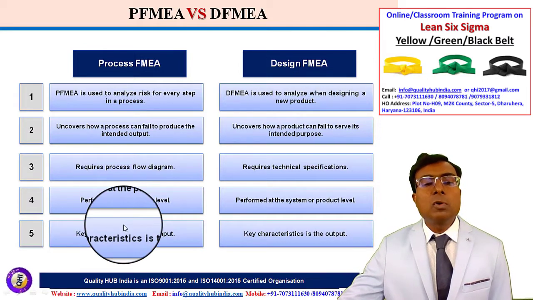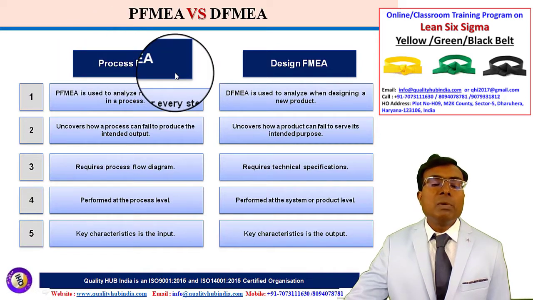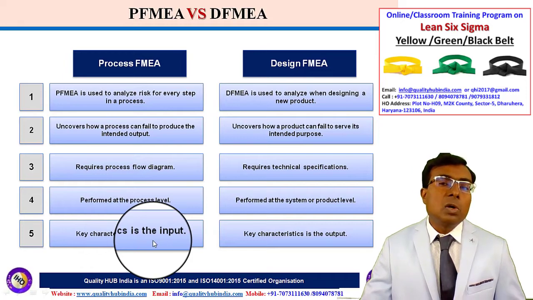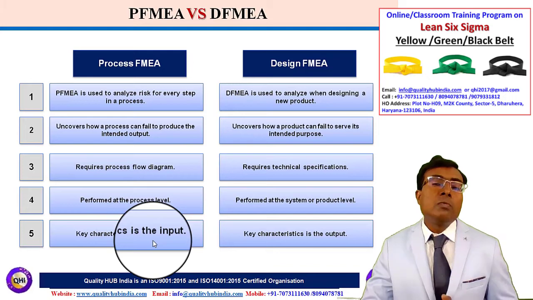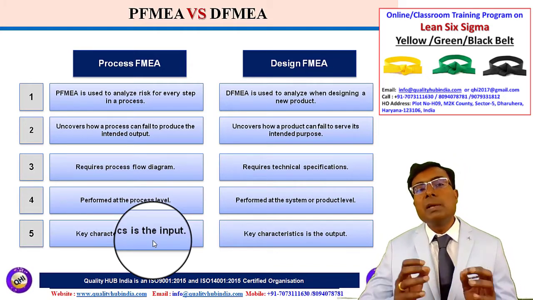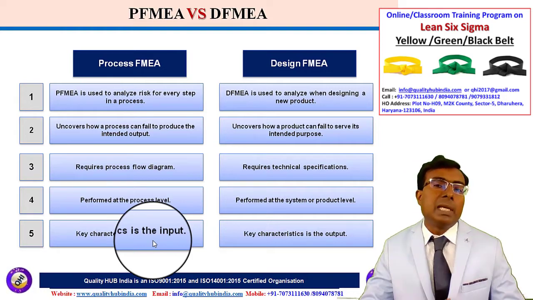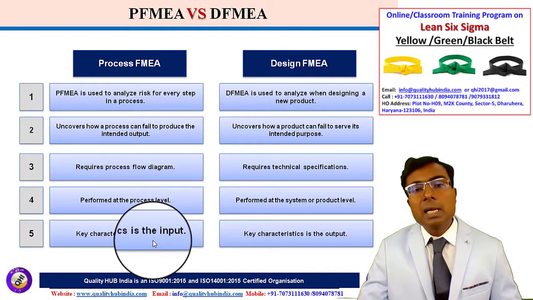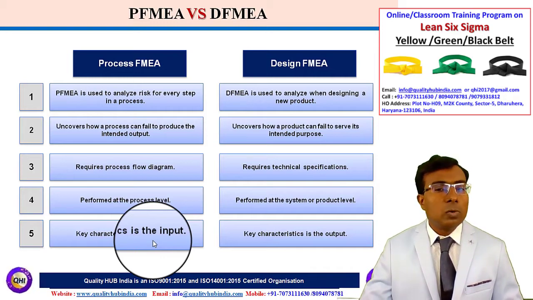And the fifth element focuses on the key characteristics. So for doing a PFMEA, we will be considering key characteristics as an input. Whatever key characteristics or special features or critical to quality or critical to process parameters are there, which are already identified by the customer or by the designer, and which are already part of the design document or drawing, those are inputs for PFMEA. So while conducting the PFMEA, we will be covering all the critical characteristics to see what could go wrong, what could be the failure modes over there.